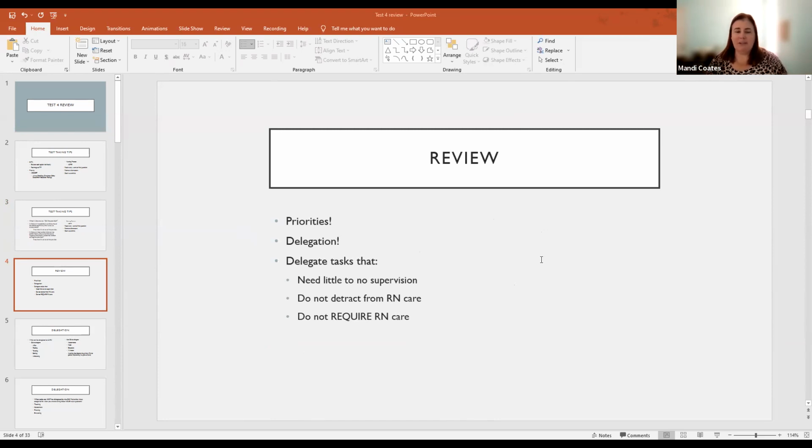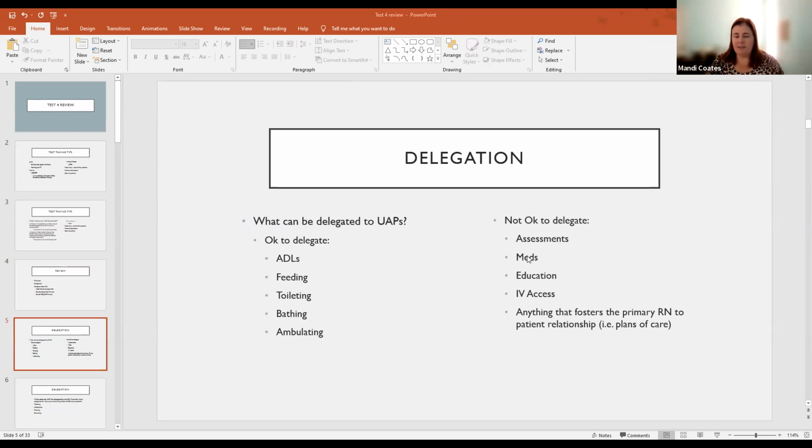Delegation was another one that got you guys too. The RN can delegate to an LPN or unlicensed assistive personnel, and you can only delegate tasks that do not require the RN's care. Different things that you can delegate to the unlicensed are things like your ADLs. They can feed, toilet, bathe, and ambulate. Of course, none of them can do assessments.